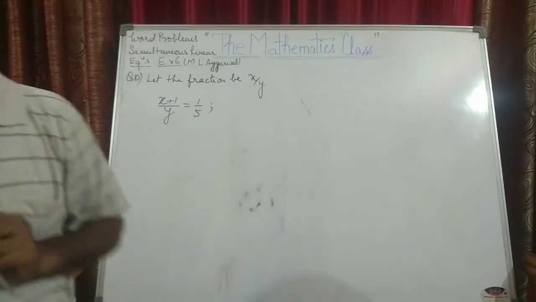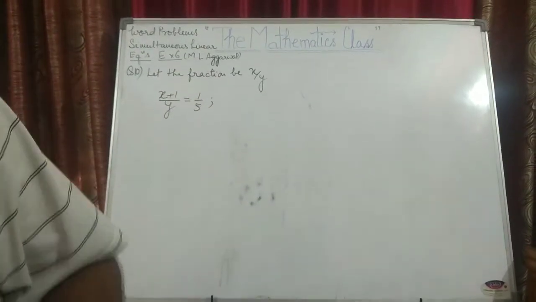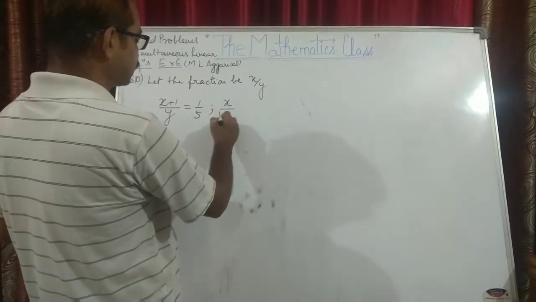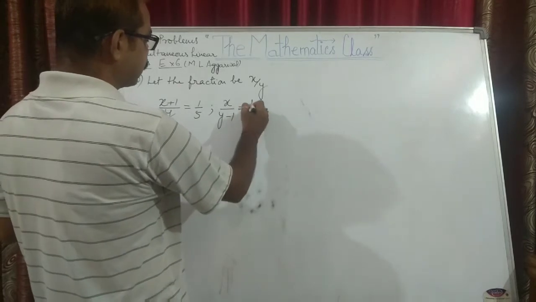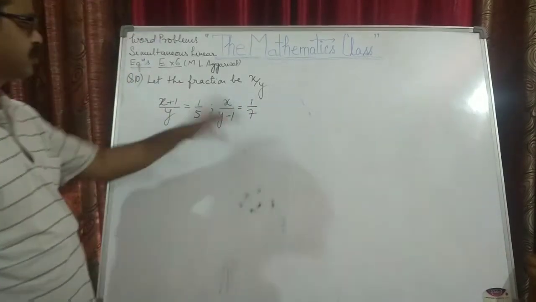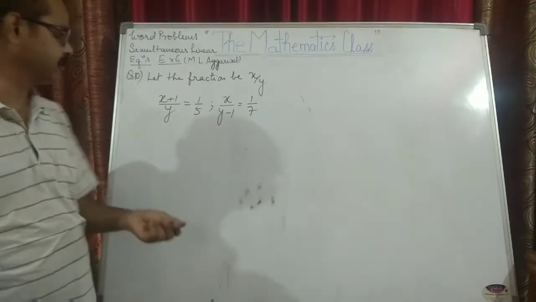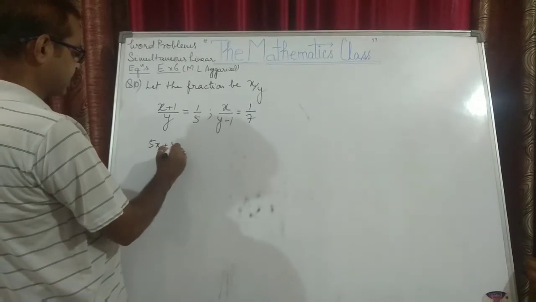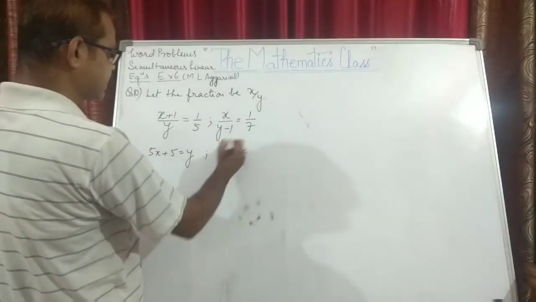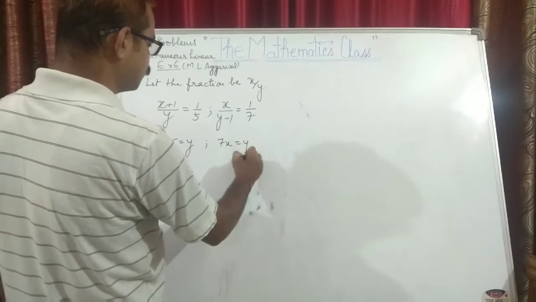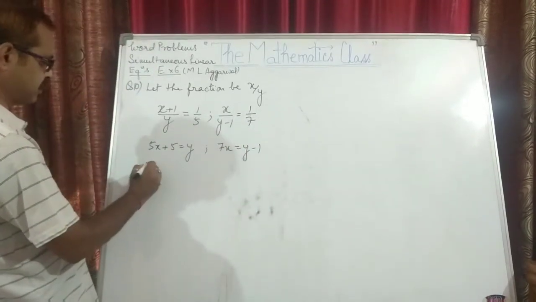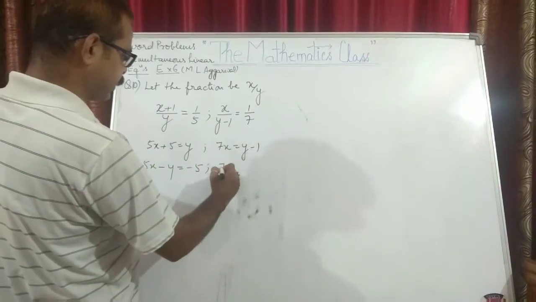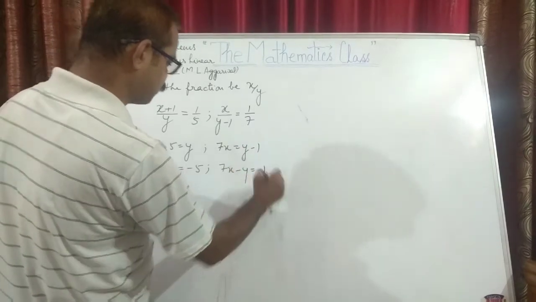Second part, they say if 1 is taken from the denominator, means now the numerator is same but denominator is y minus 1, it becomes 1 upon 7. Now what you do, you just simply cross multiply, convert it into linear form. So in the first one it is 5x plus 5 is equal to y. In the second it will be 7x is equal to y minus 1. This can be written as 5x minus y is equal to minus 5. This can be written as 7x minus y is equal to minus 1.